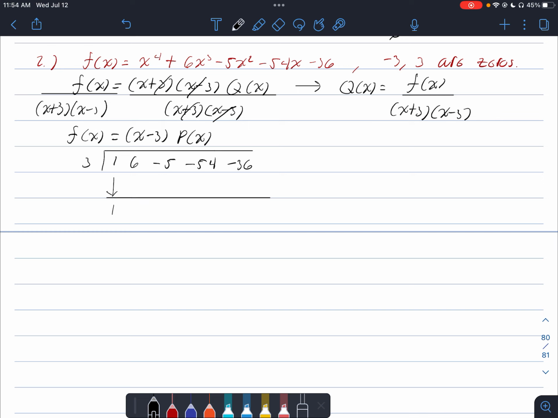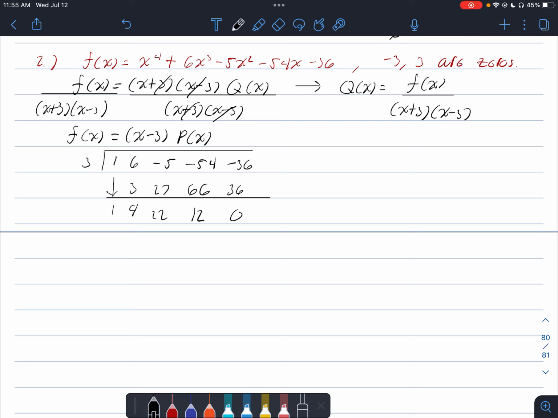So we have 3 times 1 is 3. 6 plus 3 is 9. 9 times 3 is 27. Okay, so we have 27 plus a negative 5. That will give us 22. 22 times 3 is going to give us 66. 66 plus negative 54 is going to give us 12. So then we have 12 times 3, and that gives us 36. Negative 36 plus 36 gives us 0.